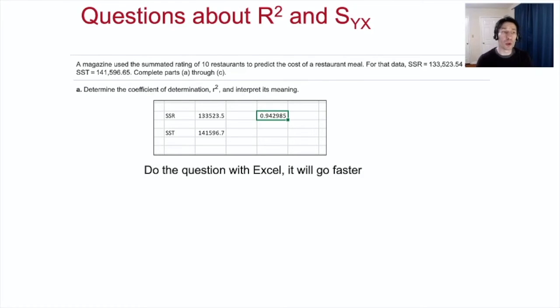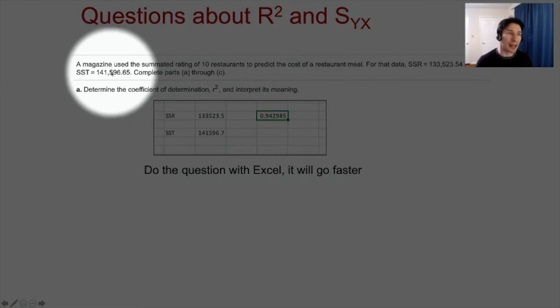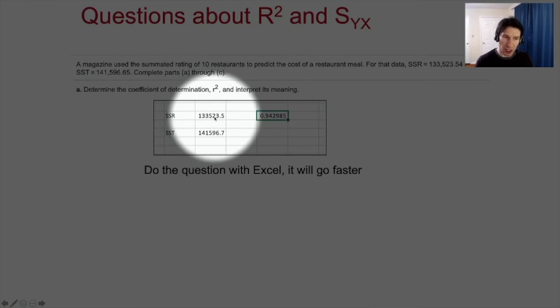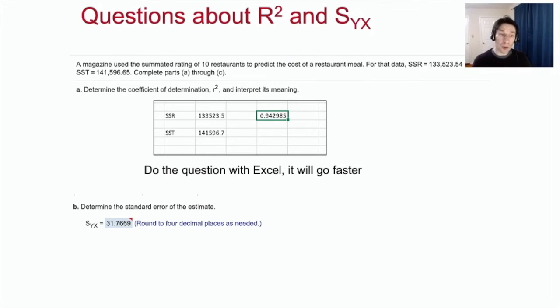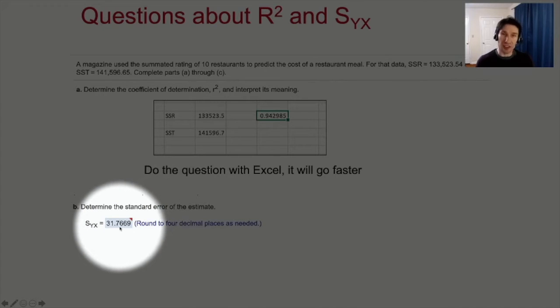Sometimes it may be a little more difficult when they give you very big values for SSR and SST. My advice is to do these questions in Excel. It will go faster than trying to punch this into your calculator. Punch in the SSR, punch in the SST, and get the ratio of the two. Then they will ask you for the standard error of the estimate. Now, this is the correct answer.